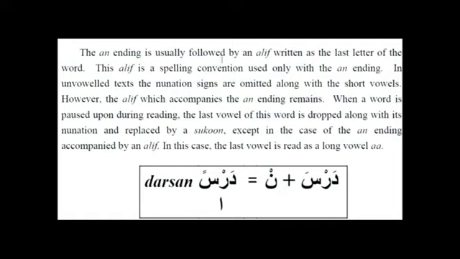The an ending is usually followed by an alif written as the last letter of the word. This alif is a spelling convention used only with the an ending. In non-vowelled text, the nunation signs are omitted along with the short vowels. So that could be, maybe he's saying in modern books the short vowels and the nunation symbols are not really written, but in classical books they are. That appears to be what the author is saying here.